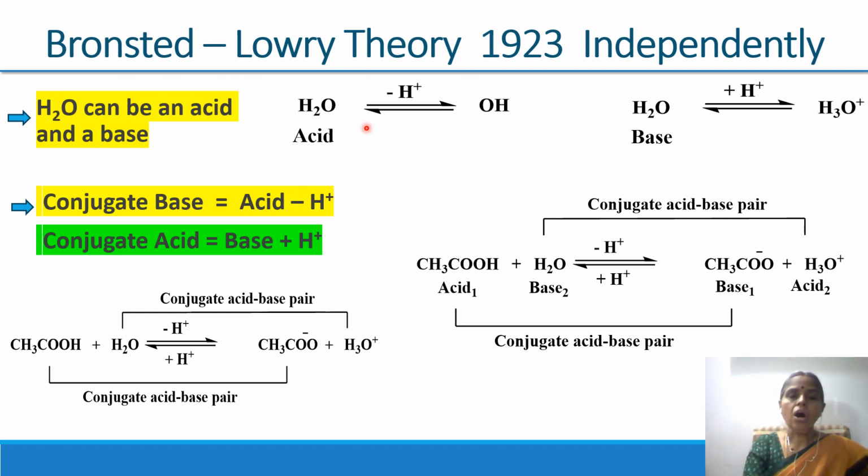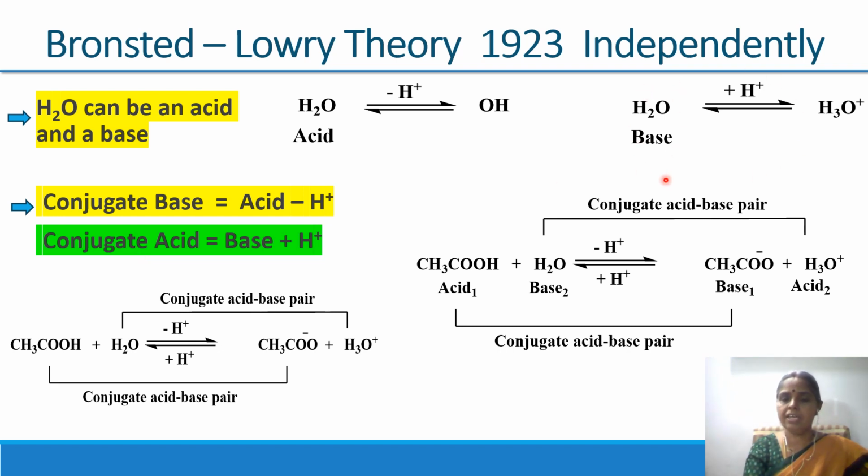Bronsted-Lowry theory also introduced the terms conjugate acid and conjugate base. What is a conjugate base? The source of a conjugate base is an acid. Acid, after losing the proton, will form the conjugate base. What is conjugate acid? Conjugate acid is obtained by the protonation of a base. A base, after accepting the proton, will form the conjugate acid.